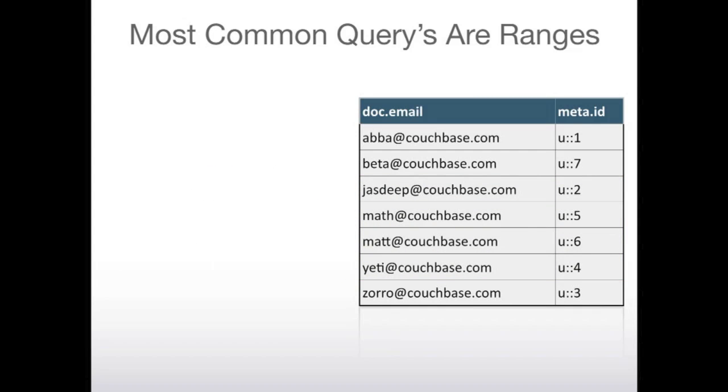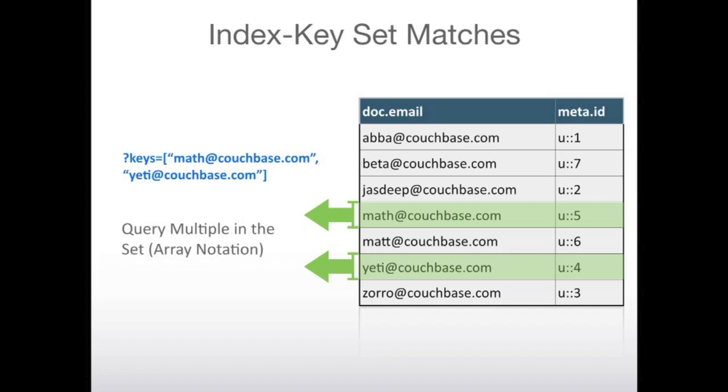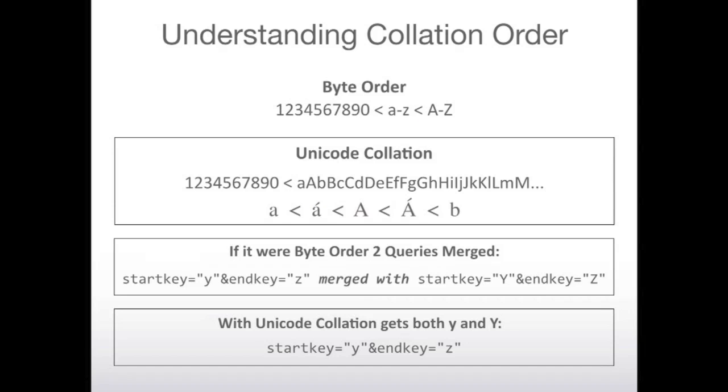So, and then there's a straight index key match where key equals something, an exact match. Then you have the array notation, where you can get multiple set matches. And then, so this is also an important part. With any sort of range queries, there are other queries too, and we're going to talk about it when I do some of the demo as well.